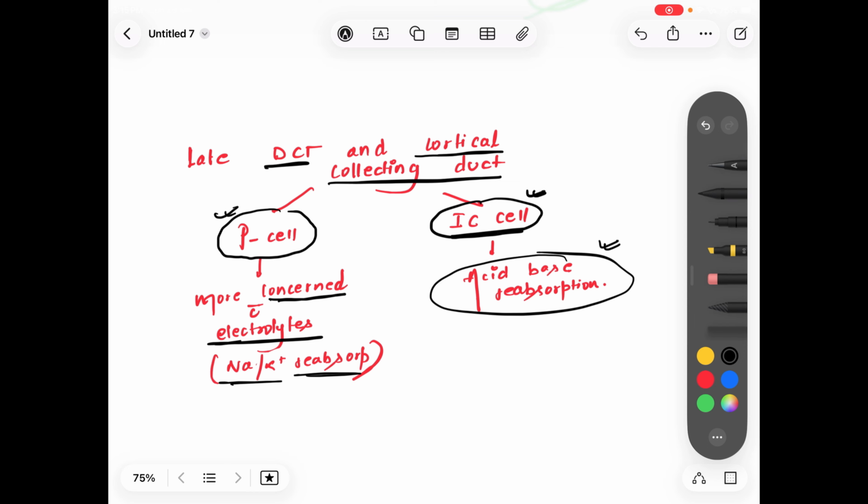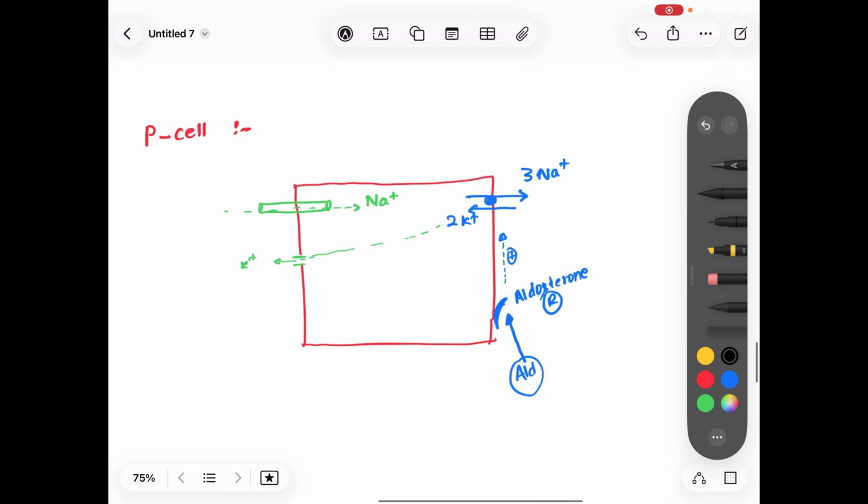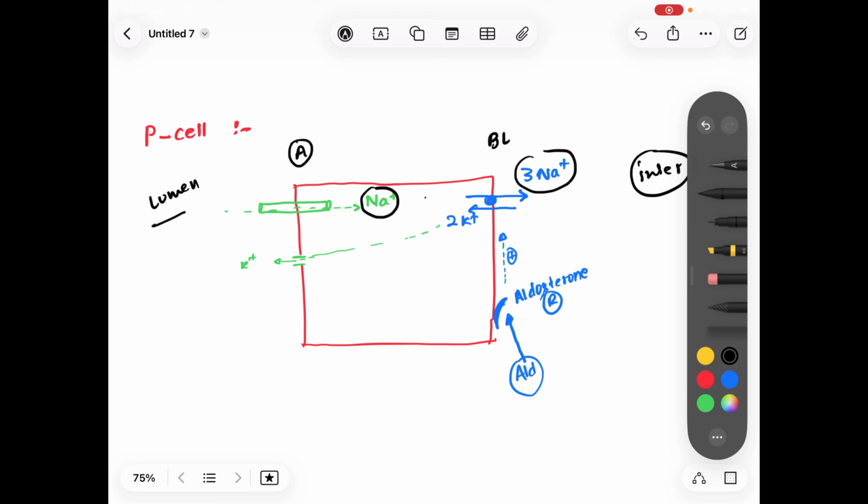So coming to the first, the P cells. Like other nephron segments, we have sodium potassium ATPase on the basolateral surface. This is the apical membrane. This is the luminal side, and this is the interstitium. Again, this sodium potassium ATPase creates a gradient inside the cell. So sodium moves inside using a channel called, very important, the ENaC channel. Since potassium moved inside, it will diffuse out into the lumen.